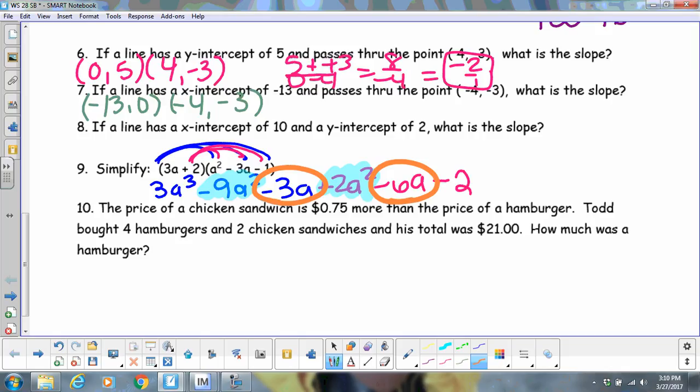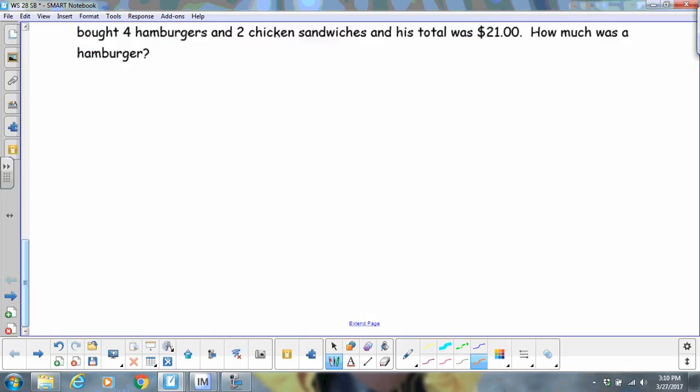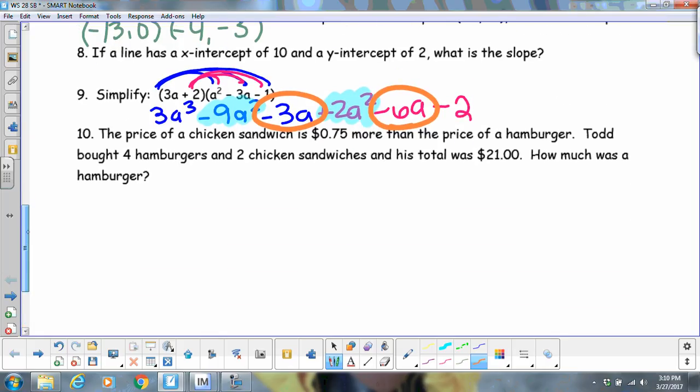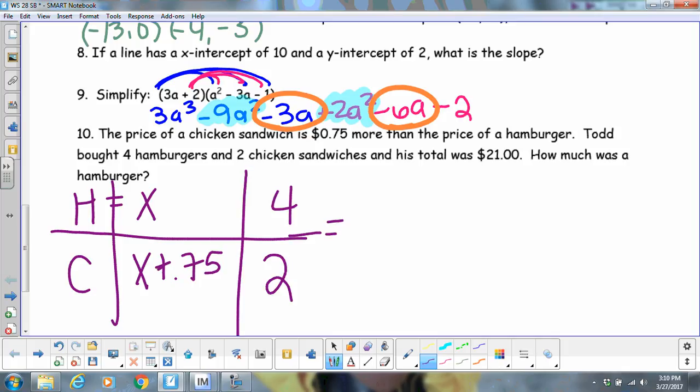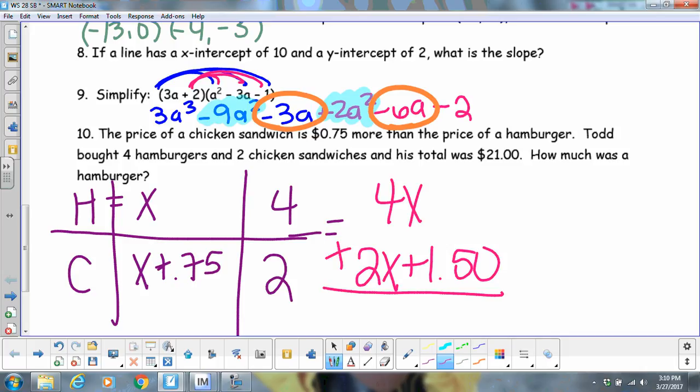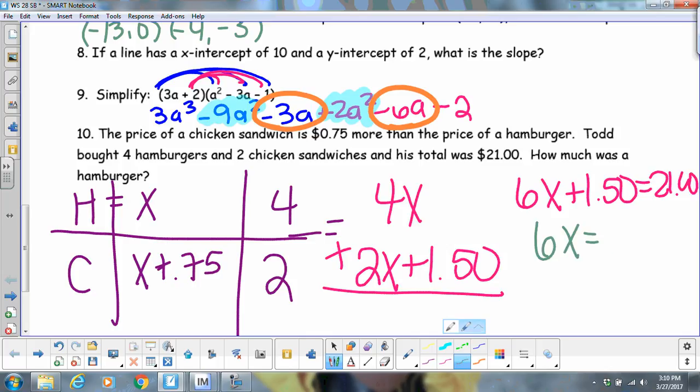All right, and then for number 10, we're going to set up a little chart here, remember? So that's going to give me the price of a chicken sandwich is 75 cents more than a hamburger. So our hamburgers are going to be X, and our chicken sandwich would be X plus 75 cents. Okay, you bought 4 hamburgers and 2 chicken sandwiches, so you're going to multiply those together, giving us 4X and 2X plus $1.50. Then we're going to add that up, giving us 6X plus $1.50 equals $21. And then I'm going to solve from there.